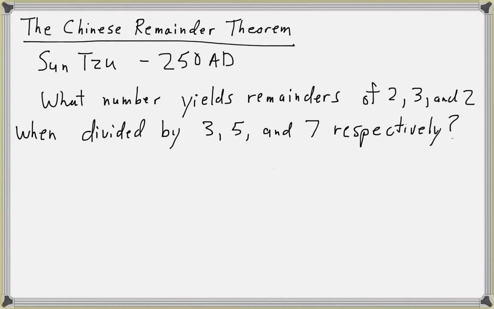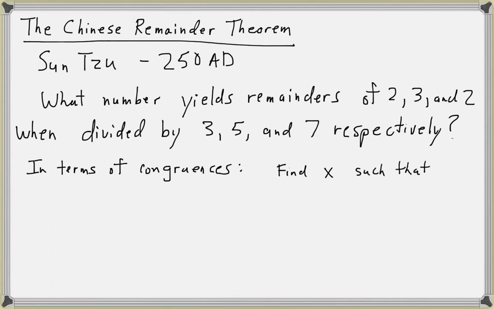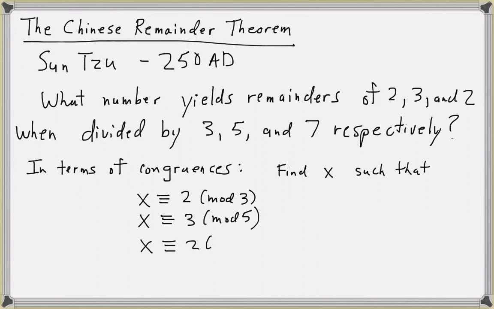We can interpret this as a system of linear congruences. In terms of congruences, this question is, find x such that x is congruent to 2 mod 3, the same x is congruent to 3 mod 5, and at the same time x is congruent to 2 mod 7. The technique that will help us solve this is called the Chinese remainder theorem.